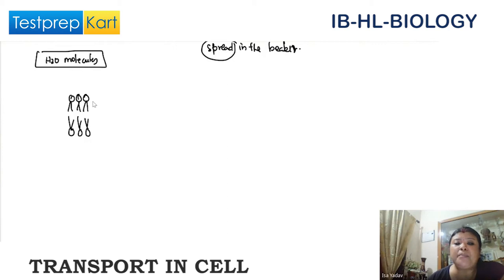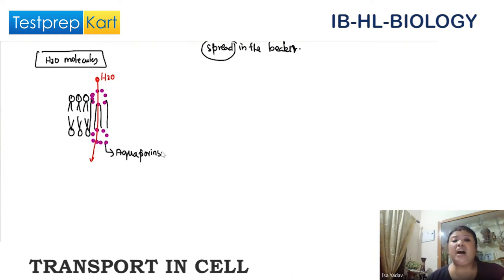See, in the plasma membrane, we have certain molecules. There are 8 molecules like this, and these are all attached. They form structures like this, and this is called aquaporins. So water molecules always pass through aquaporins, which are present on the plasma membrane. Aquaporins, or simply porins. These are channels that allow only transport of water.